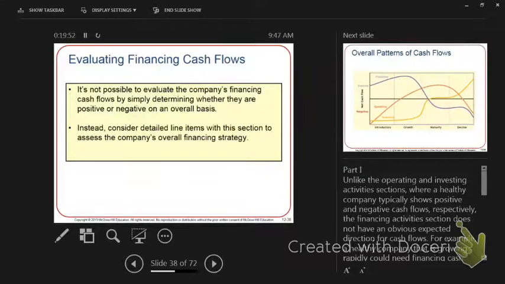It's not that easy just to look and figure out what they do. So you need to go line by line, and you got to look at what's going on, look at the notes to the statement of cash flows. So it's a little bit harder to figure out what they're doing.